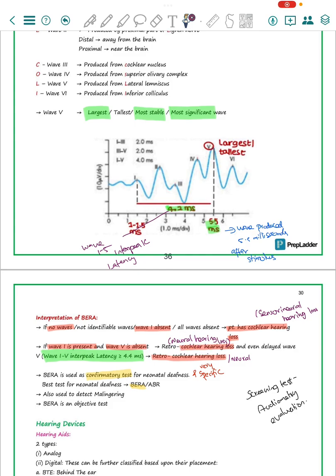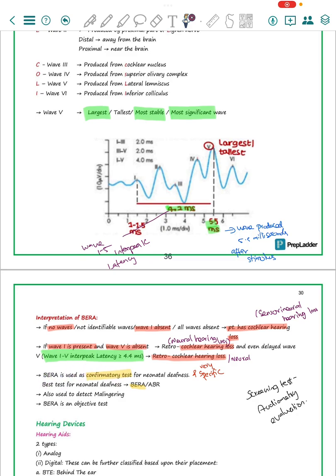Okay, and even if there is a delay, normally the interval between wave 1 and wave 5 is 4.2 milliseconds. If it is more than or equal to 4.4 milliseconds, it tells that there may be retrocochlear hearing loss. The first wave normally appears at 1 to 1.5 milliseconds. That means the cochlea is normal, so we don't need to fear about that.